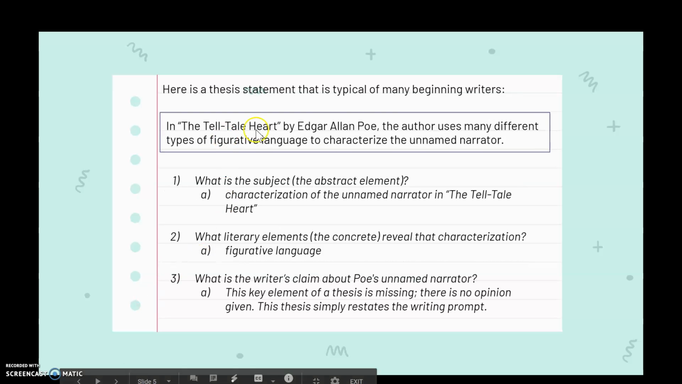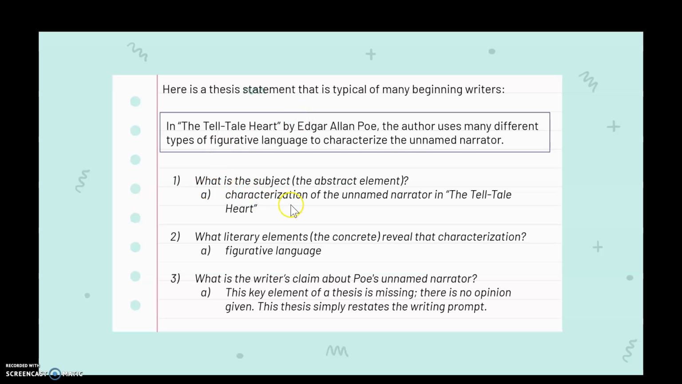So here's a sample thesis statement that's very typical of many beginning writers. In The Telltale Heart by Edgar Allan Poe, the author uses many different types of figurative language to characterize the unnamed narrator. So I do want to point out two good things that this person did. In your thesis statement, if it's about a book, a song, or a poem, you do want to have the title and the author's name. So they did a very good job mentioning that.